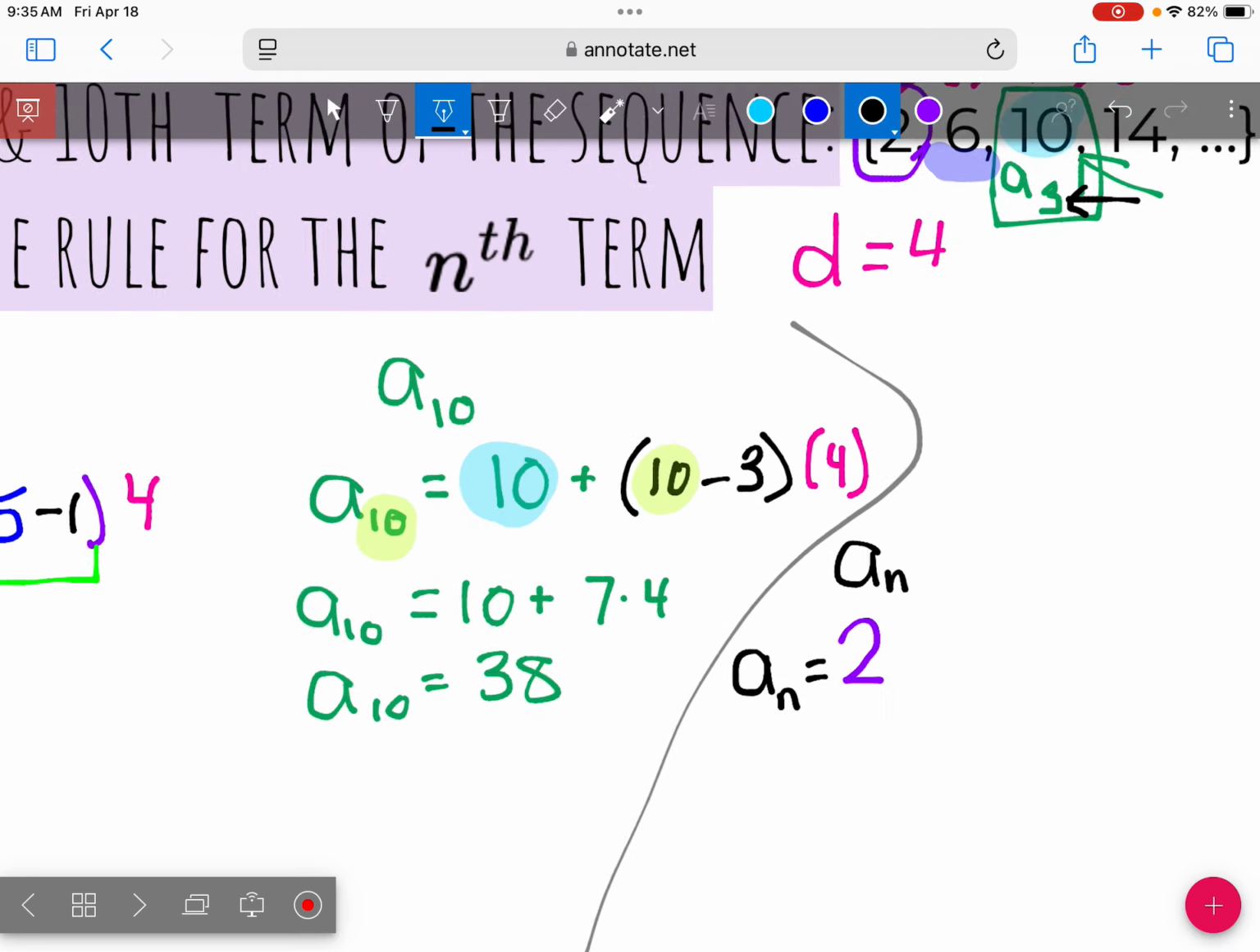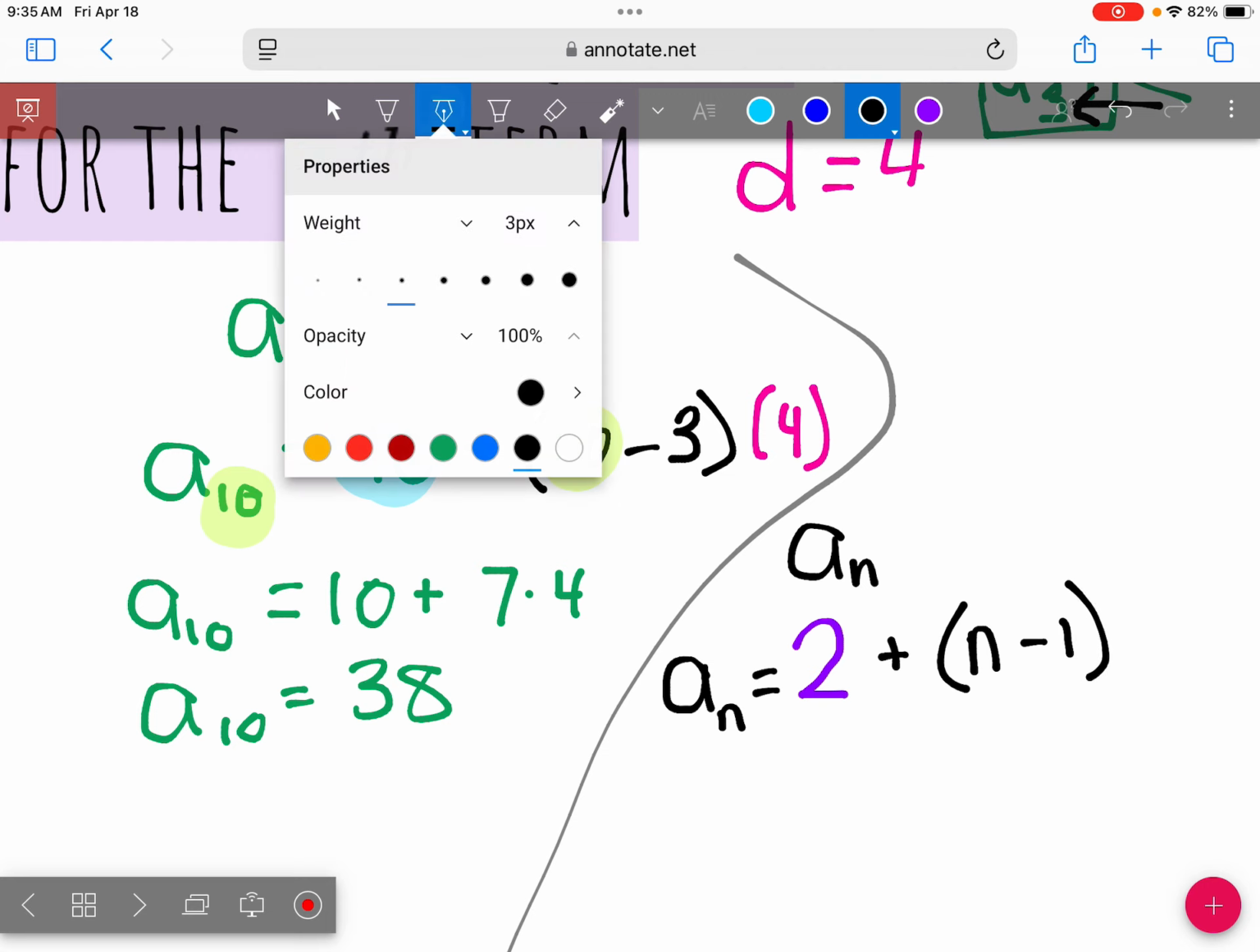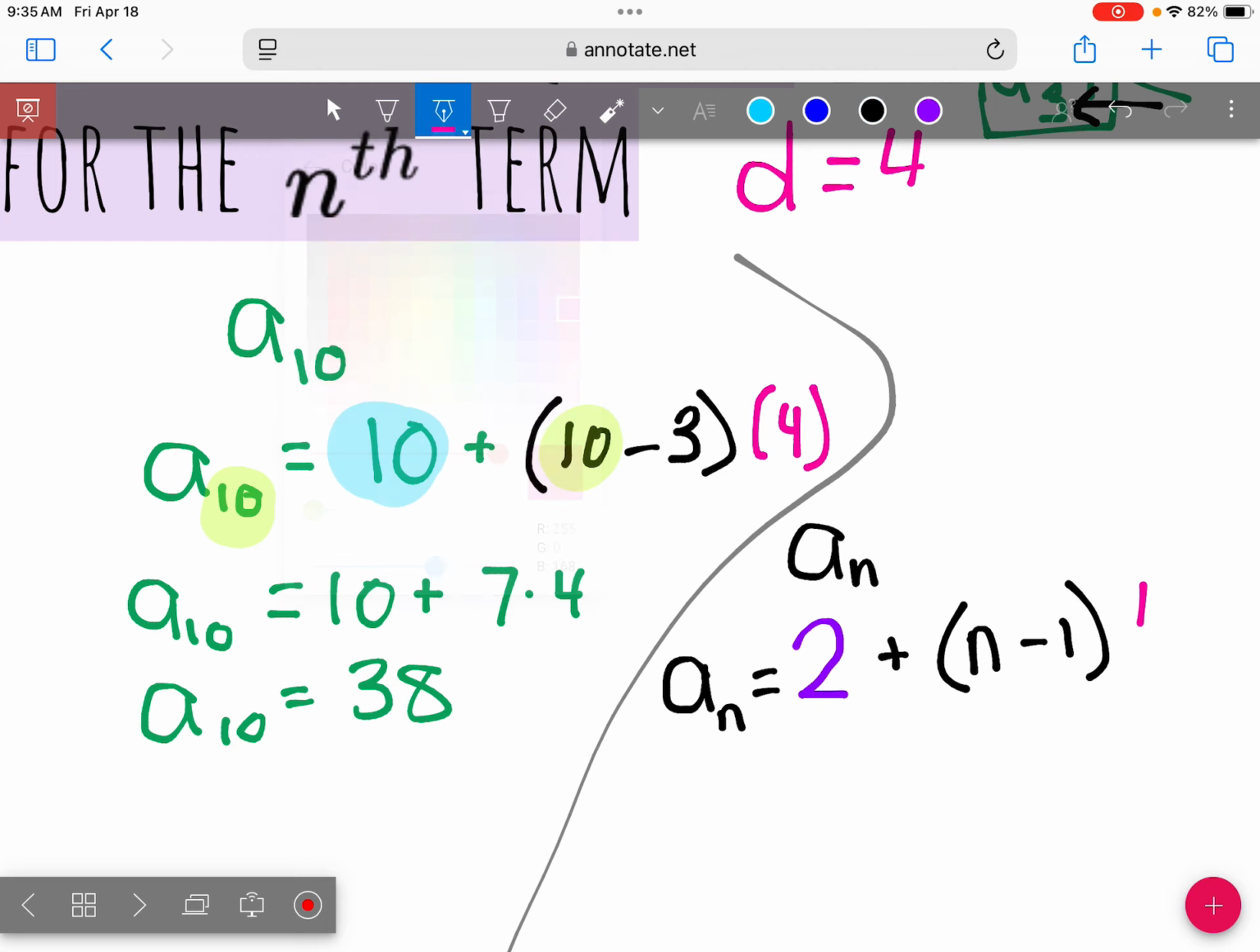So we're going to take our A sub 1 value, which is 2, plus our n minus 1 times that common difference of 4.